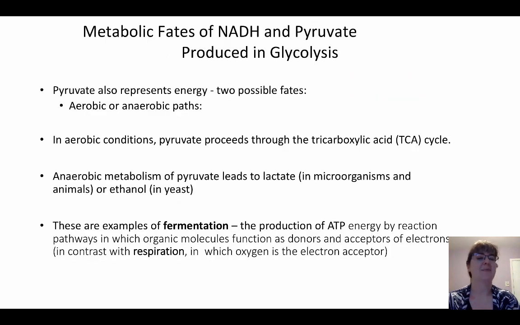What about pyruvate? Pyruvate's also going to have aerobic and anaerobic options. For aerobic options, pyruvate proceeds to the tricarboxylic acid cycle, which we've mentioned before. But if there isn't oxygen, then that pyruvate's going to go to lactate, as we saw previously, or it could also be made into ethanol. Those last two, under anaerobic conditions, are examples of fermentation, where you're getting the production of ATP by reaction pathways where organic molecules function as donors and acceptors of electrons.